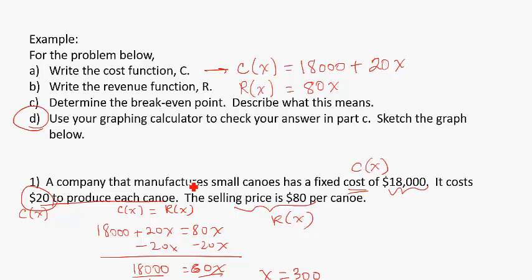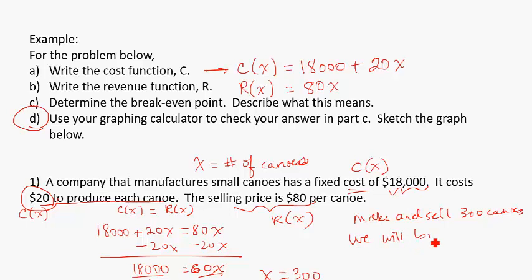So x, remember, x is the number of canoes made or sold. So if we make and sell 300 canoes, we will break even. So I would say, let me make that a complete sentence. If we make and sell 300 canoes, we will break even.